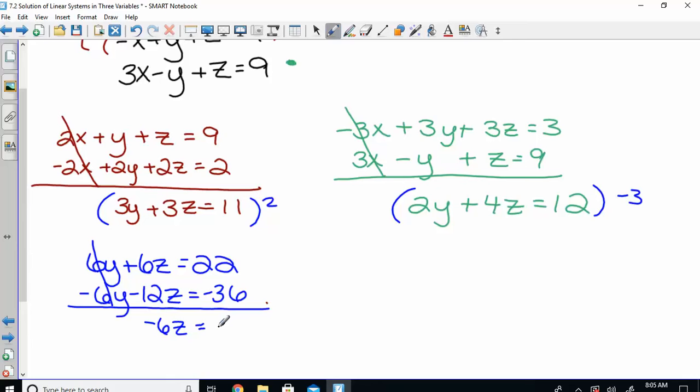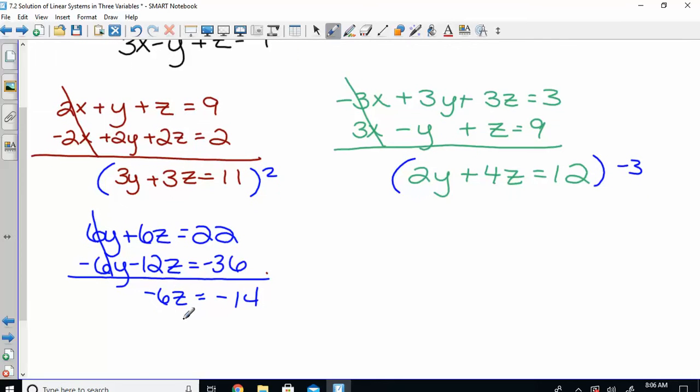equals negative 14. Divide by negative 6, and z equals 7/3. All the problems I did yesterday, and in fact all of your homework problems, do have nice answers. There aren't any fractions on those answers, but they certainly can come up. I just intentionally picked nice problems to give you.